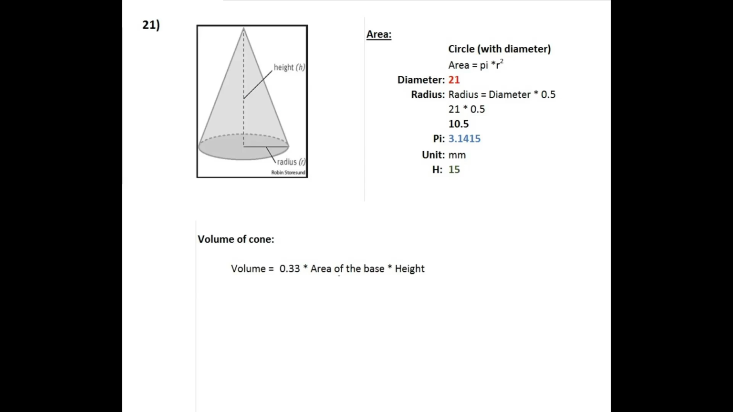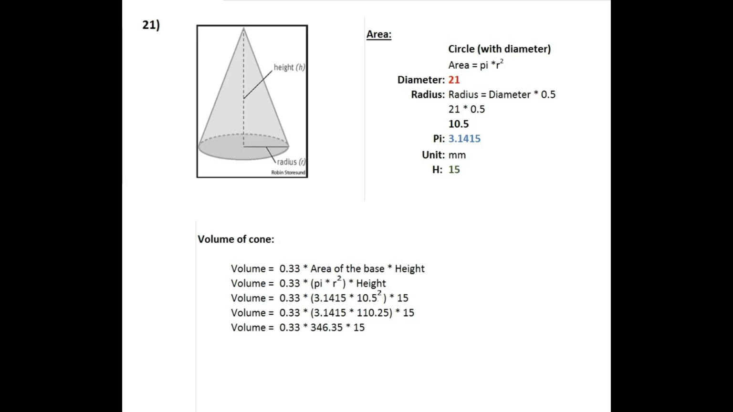Now, looking at that formula, 1/3 times the area of the base times height, 1/3 times pi times radius squared times height, 1/3 times pi times 10.5 squared times 15. 1/3 or 0.33 times 3.1415 times 110.25 times 15, 0.33 times 346.35 times 15, 0.33 times 5,195.25, and our final answer, 1,731.75 millimeters cubed. And that's our answer for number 21.